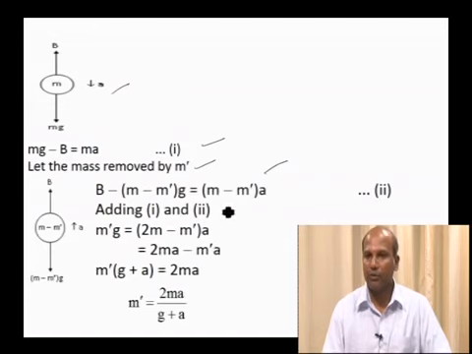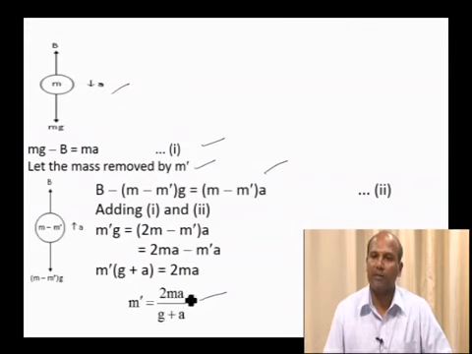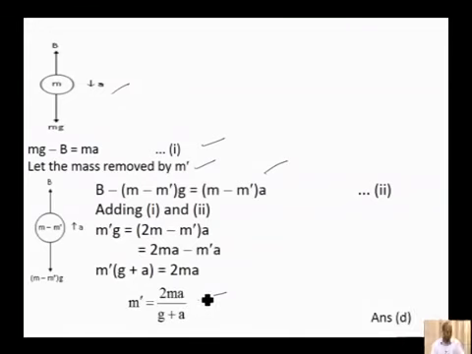m dash g is equal to 2m minus m dash into a. So, 2ma minus m dash a. So if you can see that m dash, that is the mass that has to be taken out, is 2ma divided by g plus a there.